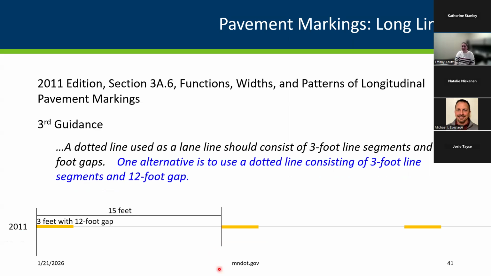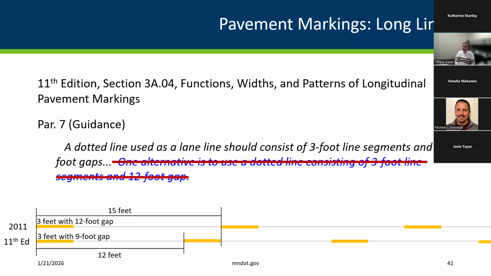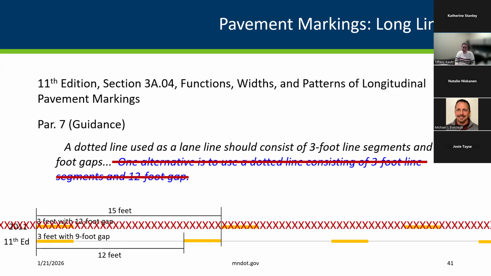Next, a similar thing happened with our dotted lines. We had the Minnesota language that said one alternative is to use a dotted line consisting of a 3-foot line segment and 12-foot gap. We were not allowed to keep that Minnesota language, and we need to move to the 3-foot line segment with a 9-foot gap. Here's how those two things look as they line up next to each other. But again, the 3-foot with the 12-foot gap is no longer allowed.